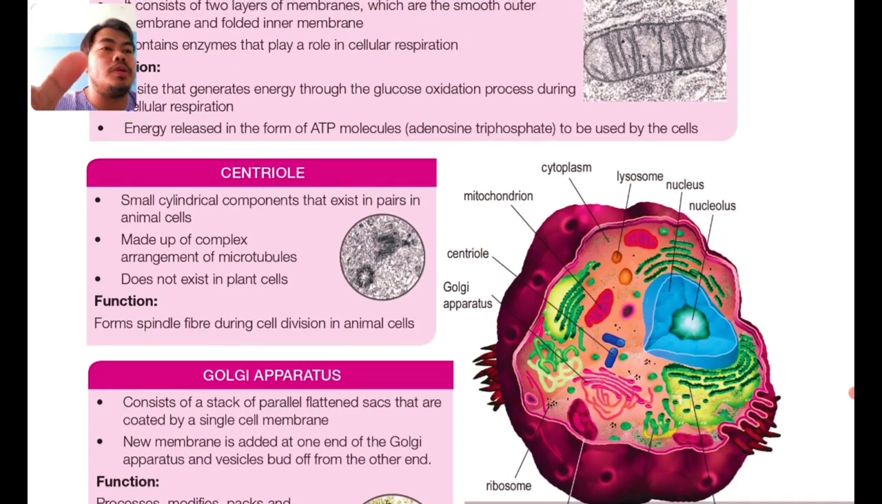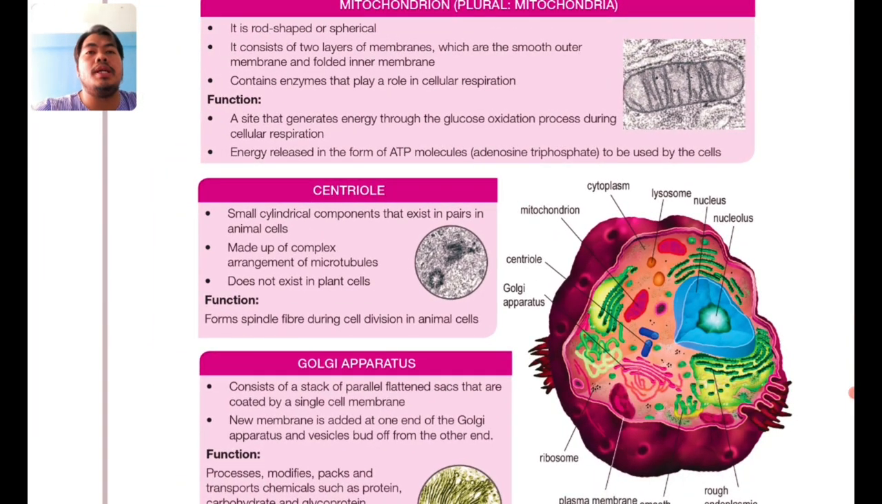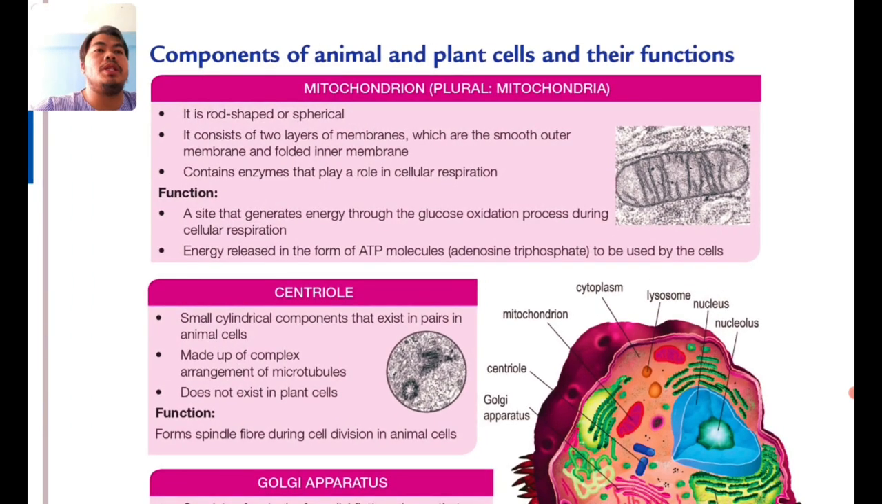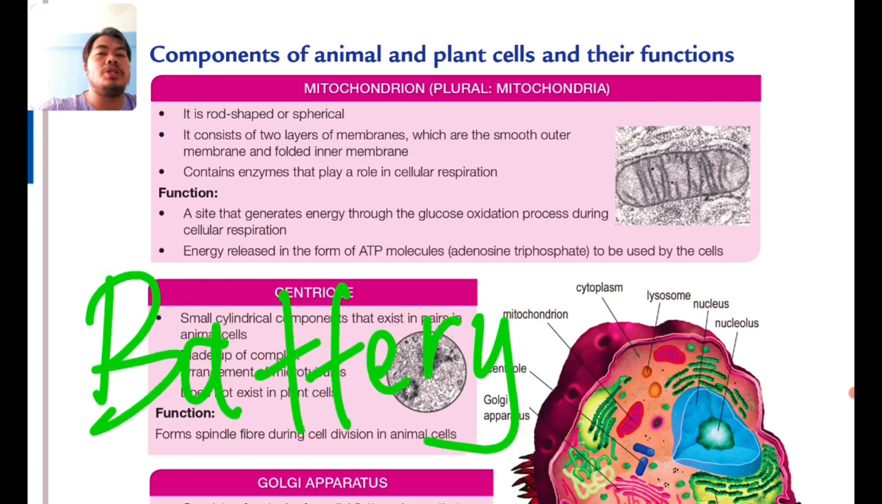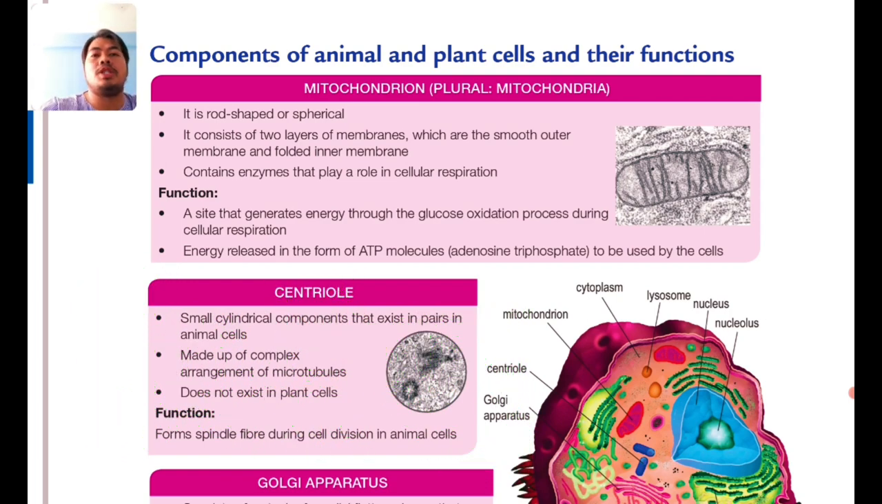And after that, we are going to take a look at the function of each organelle. So first, we're going to learn about the mitochondrion. The plural is mitochondria. Okay, so what is mitochondria actually? Mitochondria are available in animal cells, and plant cells also have them, okay? It is rod shaped or spherical. To be able to memorize its function, mitochondria is the battery of the cell, okay? What is the function of a battery? A toy without a battery will not function. Same goes with the mitochondria. Cells need mitochondria to function.